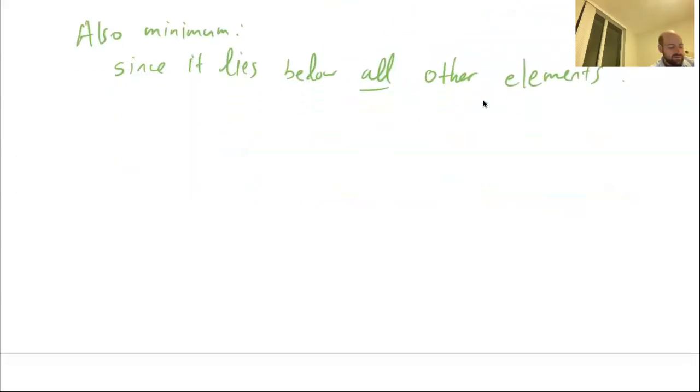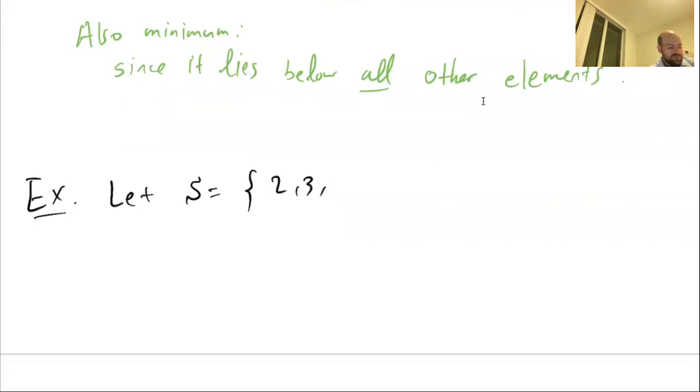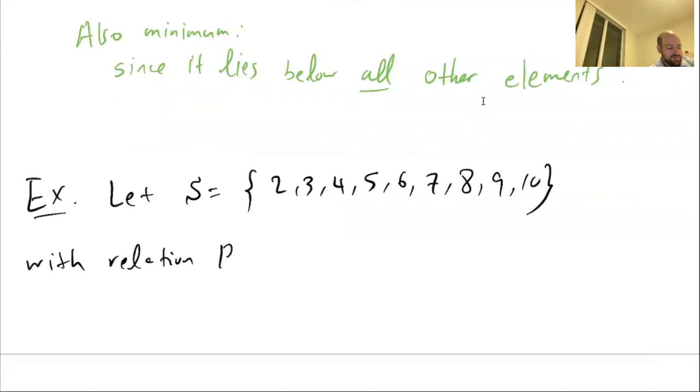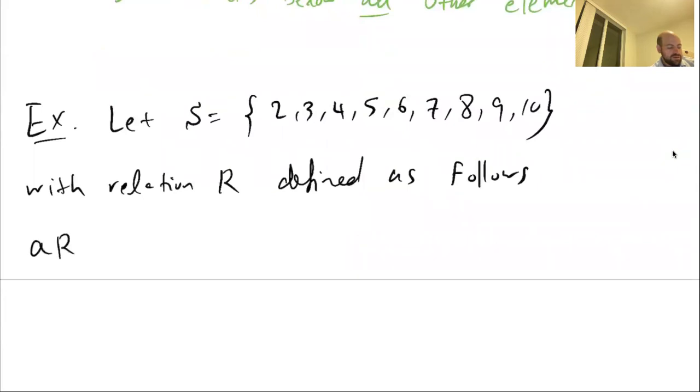All right, now let's look at the next example. Let S equals 2, 3, 4, 5, 6, 7, 8, 9, 10 with relation R defined as follows. So we want to consider the dividing relation that we discussed before. So A R B if A divides B. Okay, so this is the relation we want to define.